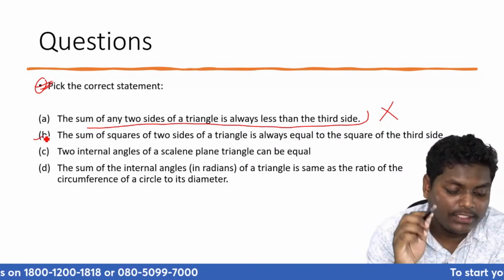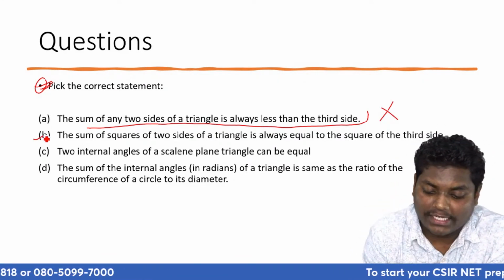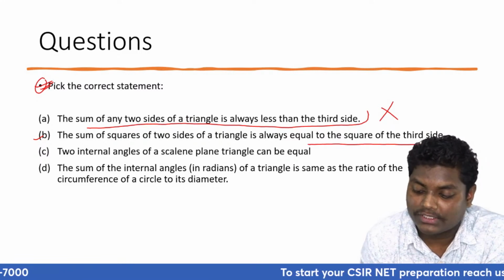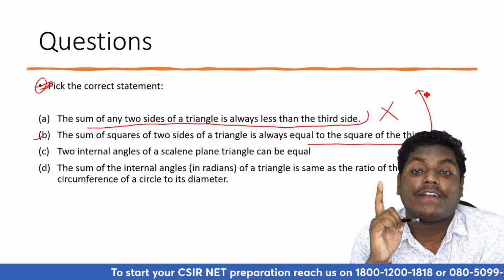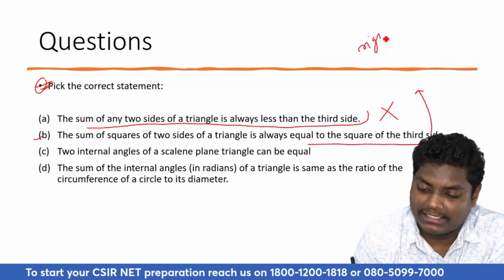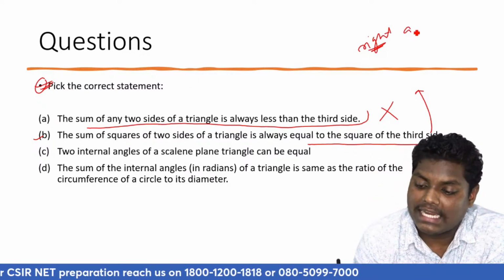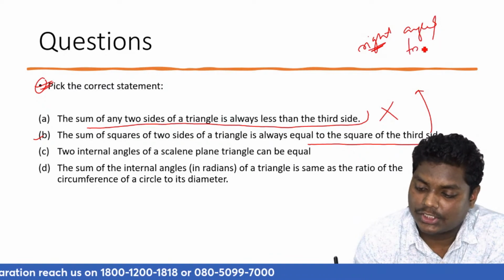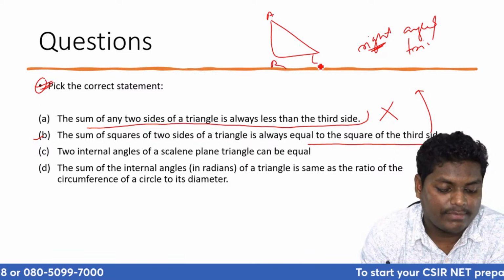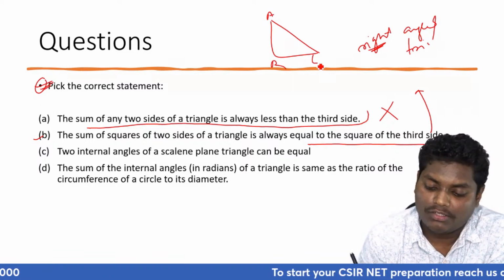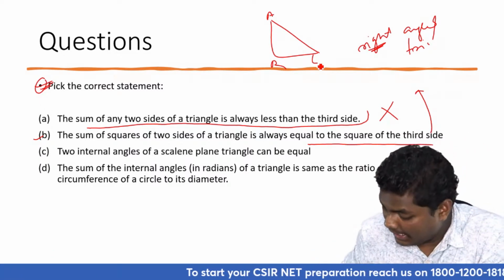Now coming to option B. The sum of squares of two sides of a triangle is always equal to the square of the third side. Now this is wrong. This statement would have been correct if it were given a right angle triangle. You get it, Rhythm? For a right angle triangle, this is true. For a right angle triangle, this is true. Okay, the statement, the sum of squares of two sides is always equal to the square of the third side.